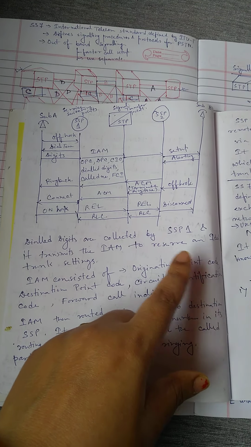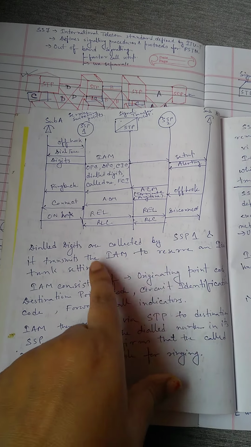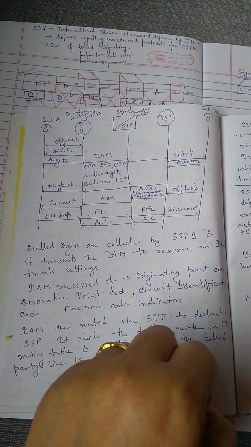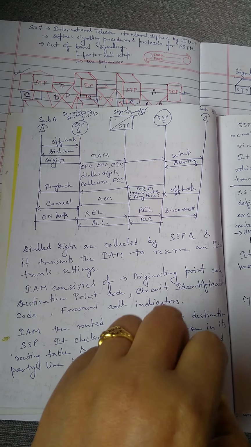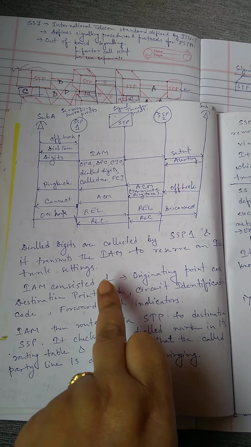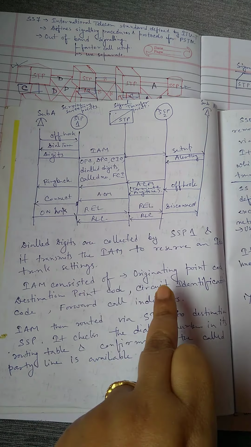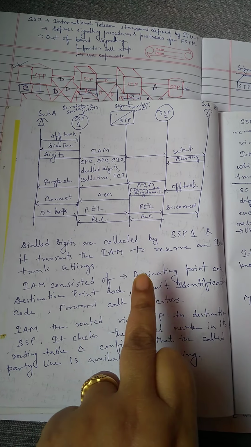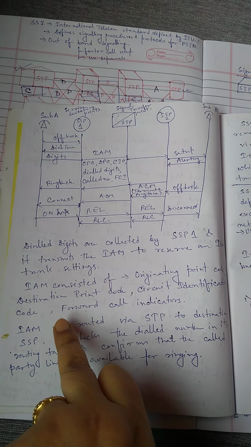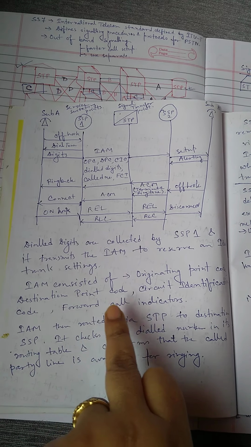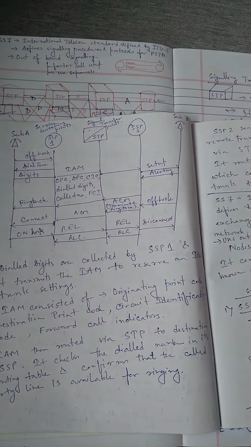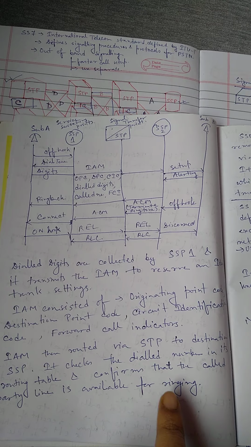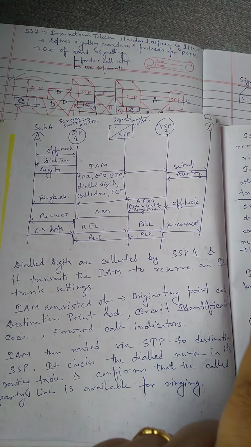IAM to STP, and for what purpose will it send this IAM message? To reserve an idle trunk circuit. Now this IAM will consist of the OPC, that is the originating point code, the destination point code, then the circuit identification code, then dialed digits, called number, and forward call indicators. The IAM is then routed via the STP to the destination SSP, that is SSP2.